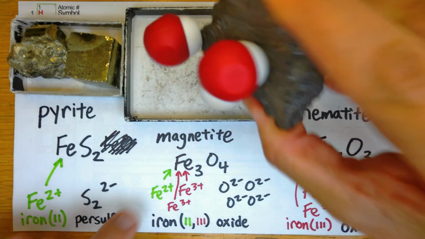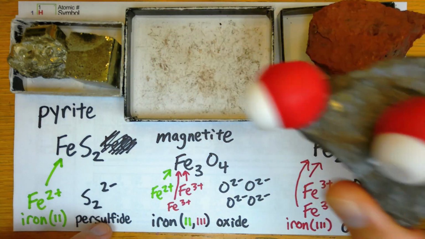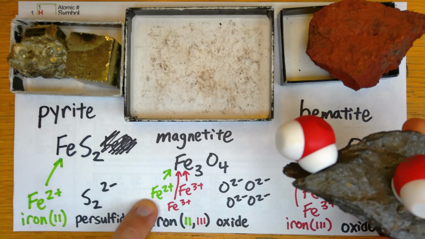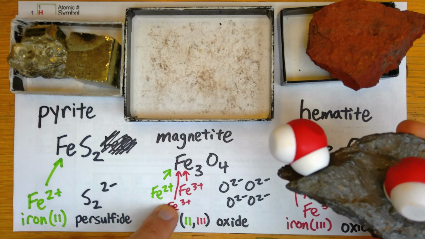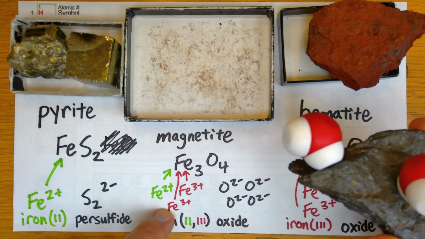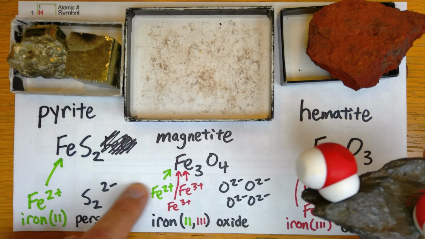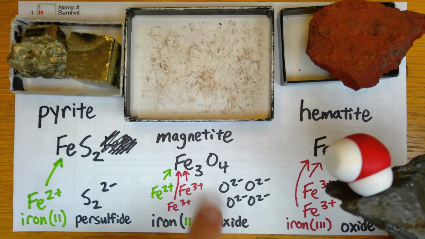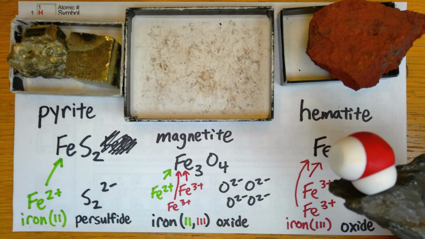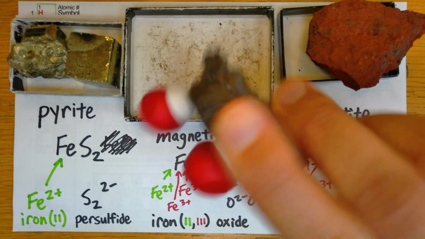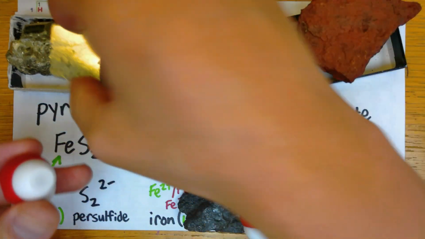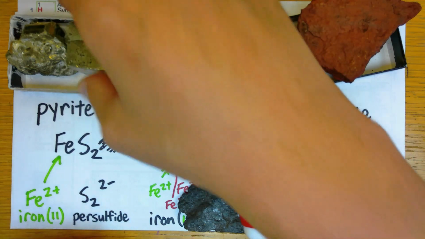But yeah, magnetite's magnetic. Check this out. It features, this is interesting, 1 iron 2+ and 2 iron 3+'s. So 3 irons, but 2 different possible charges, versus having 4 oxygens, all of the 2- charge. Okay. Not magnetic.